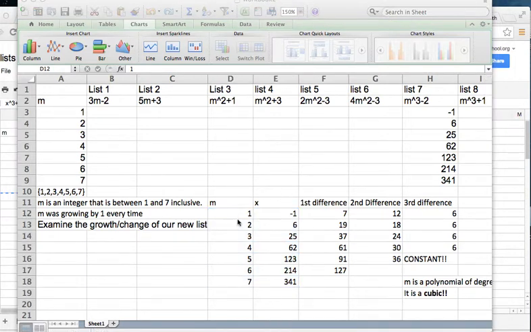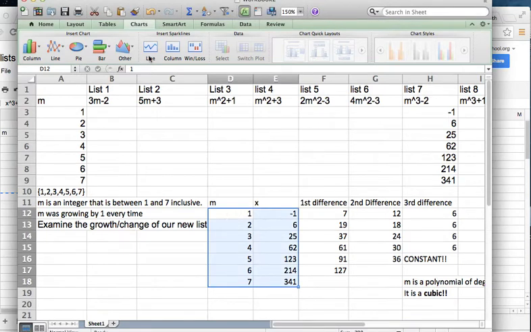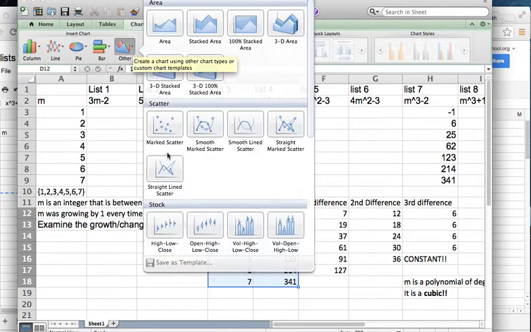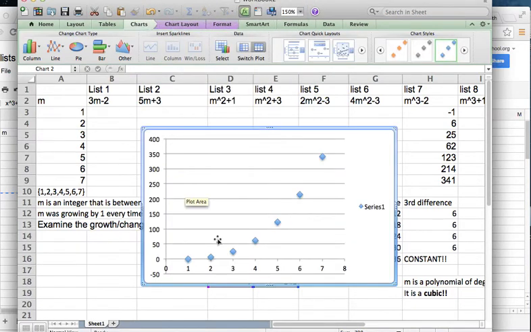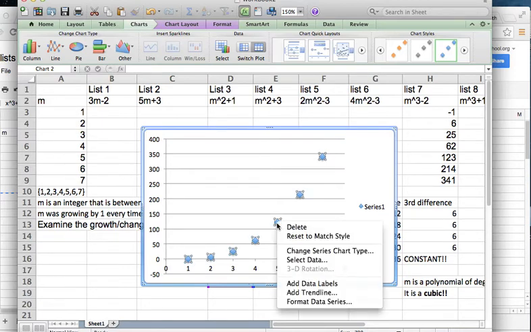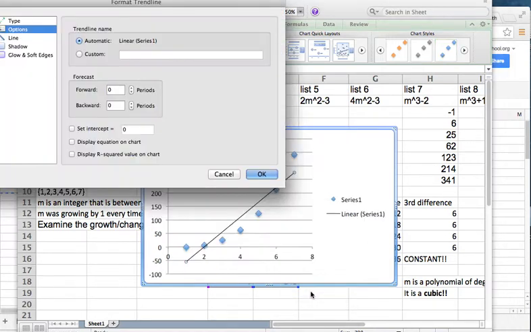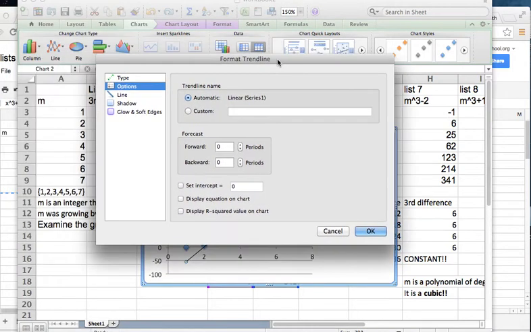and we click this data here, and what we're going to do is go to our charts key, and let's make a scatter plot. And so this scatter plot is plotting our data. And what we want to do is right click on one of the points, and we can add a trend line.